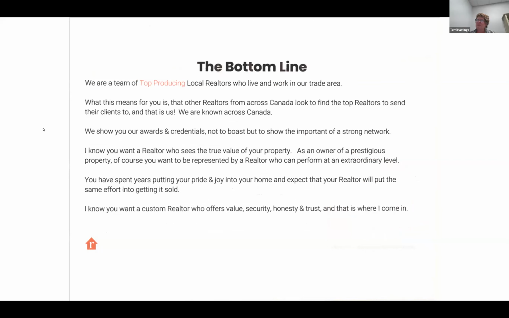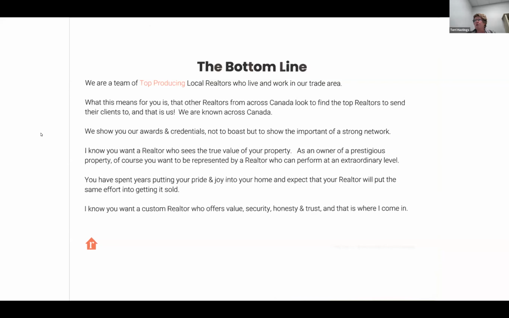So basically the bottom line, Jen, is we are a team of top producing local realtors who live and work in our area. That's important because when buyers come from outside of the area, we're able to show them around and they love that. There's confidence there. So what that means for you is other realtors from across Canada look to find the top realtors to send their clients to, and that's us. We are known across Canada.